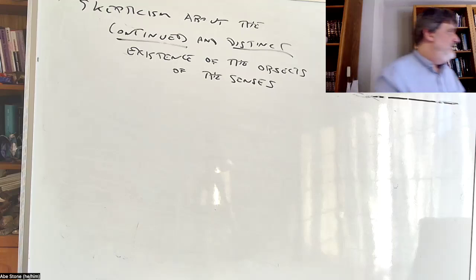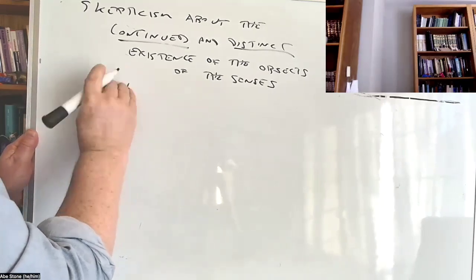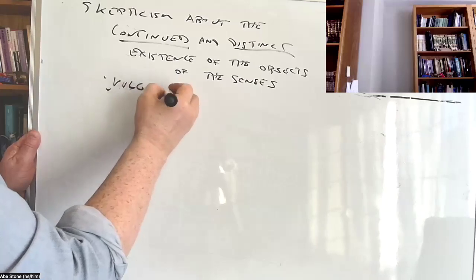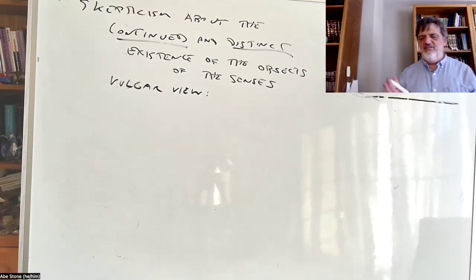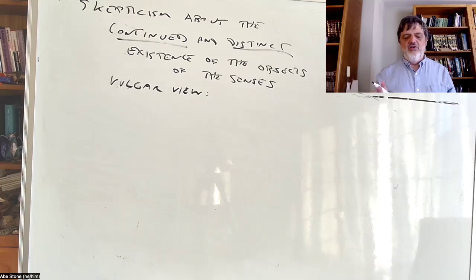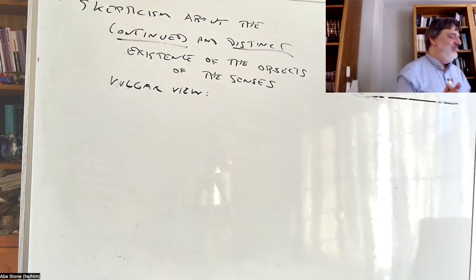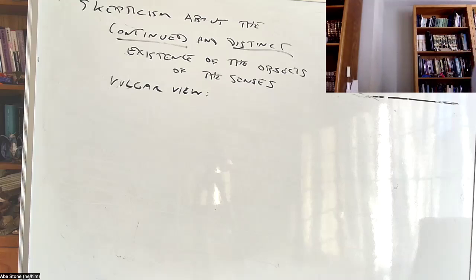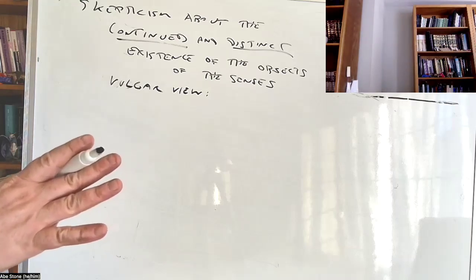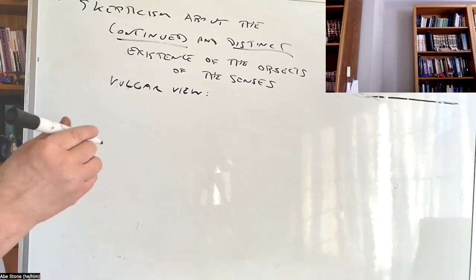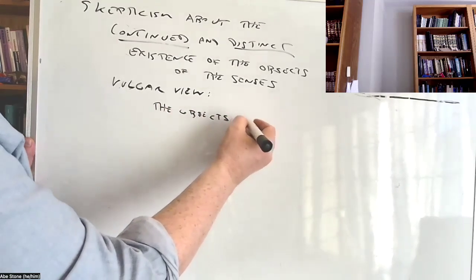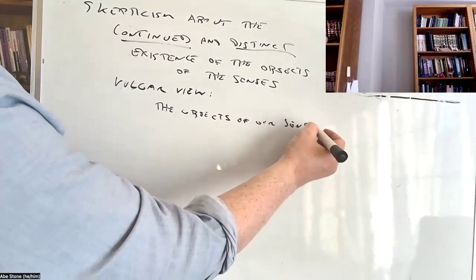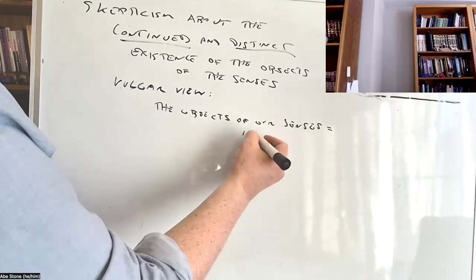And again, this is important for understanding what he was saying. Vulgar just means common. It doesn't mean rude or something. So the vulgar view, that is the ordinary common sense view, is that objects of the senses are the same thing as our impressions.